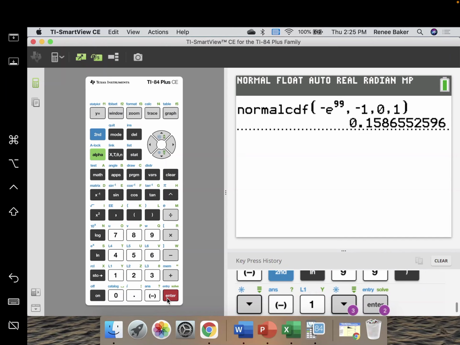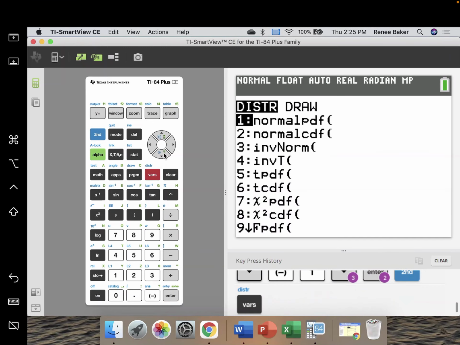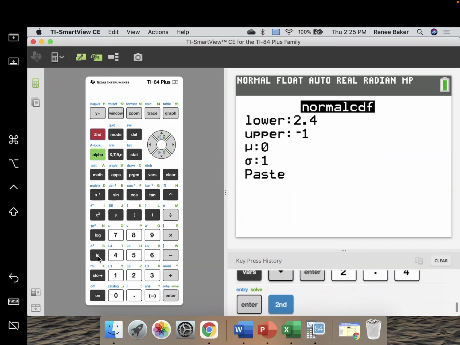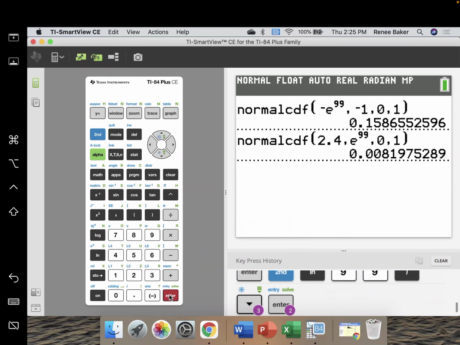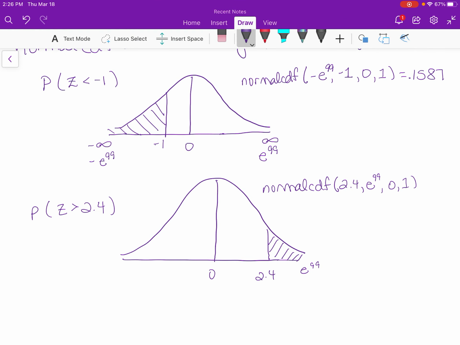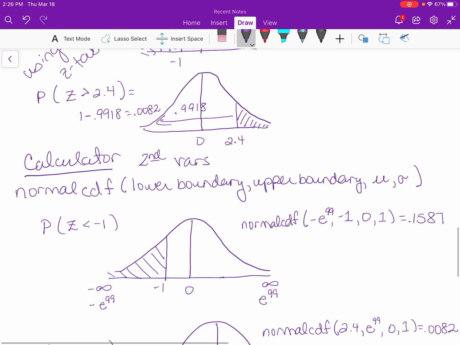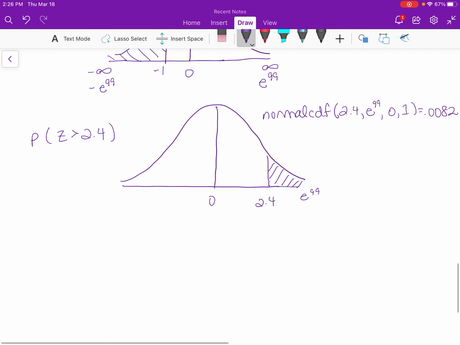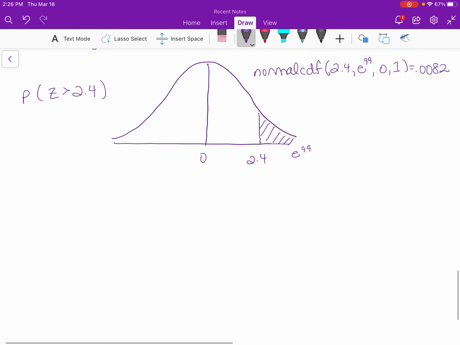So let's look at that on the calculator. Remember, second vars, we're going to choose number 2. My lower bound this time is 2.4. My upper bound is positive e to the 99th, so second natural log, 99, close the parentheses. 0 and 1. And I get 0.0082. Which is the same thing I got when I used the table. So that just shows you that whether you use the table or whether you use the calculator, you will get the same answer. To me, the calculator is just easier.